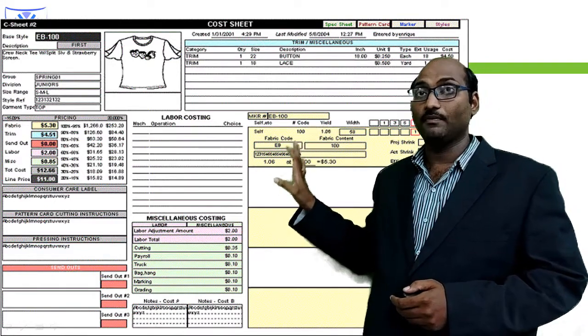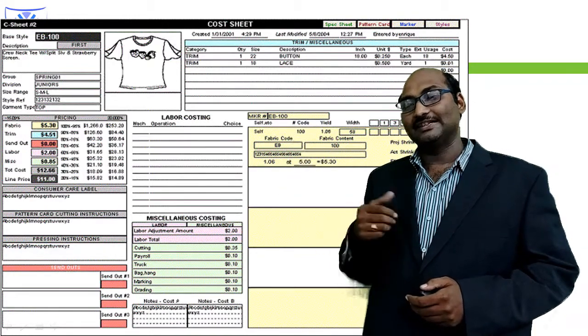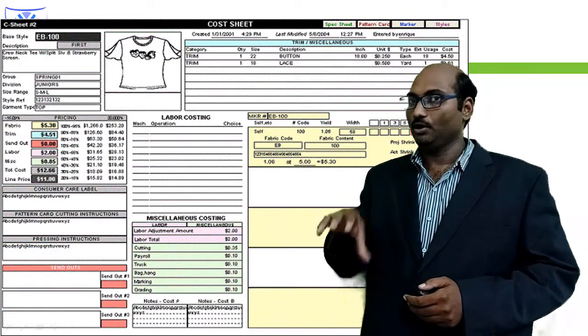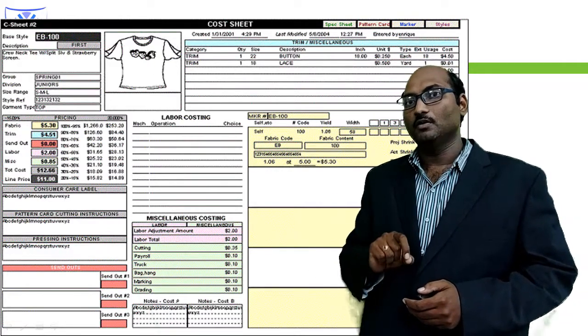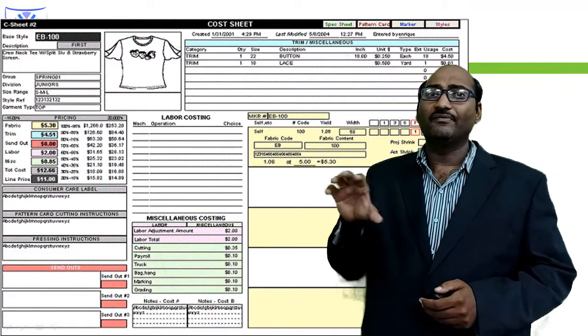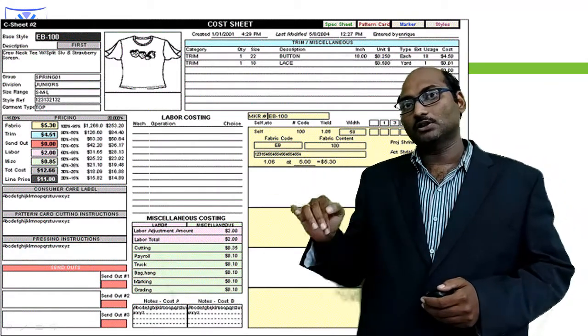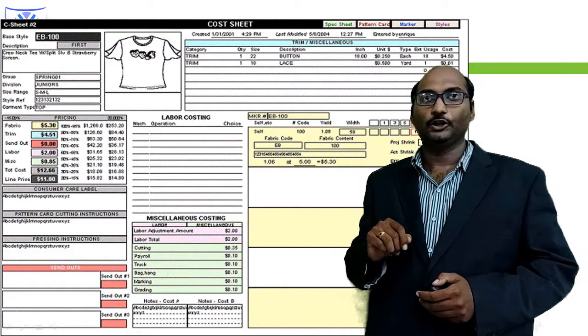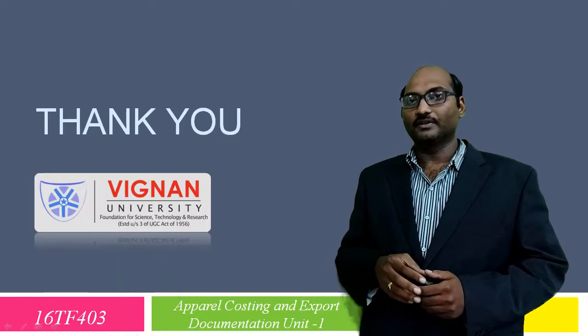So this is an example of the cost sheet. We will be working through various cost sheets in this subject, apparel costing and export documentation. We will take up examples of various types of garments, and we will work through and discuss the costing in each case. So we have reached the end of this class.